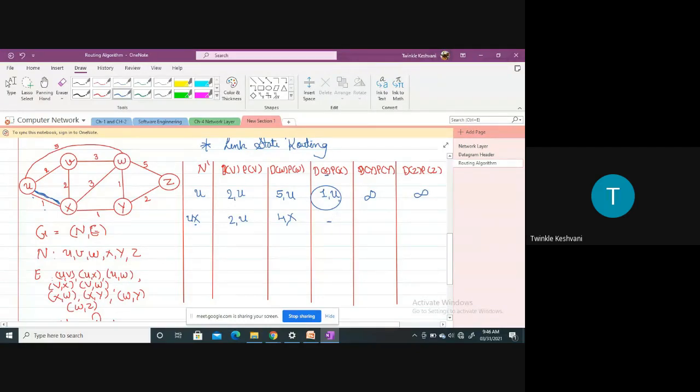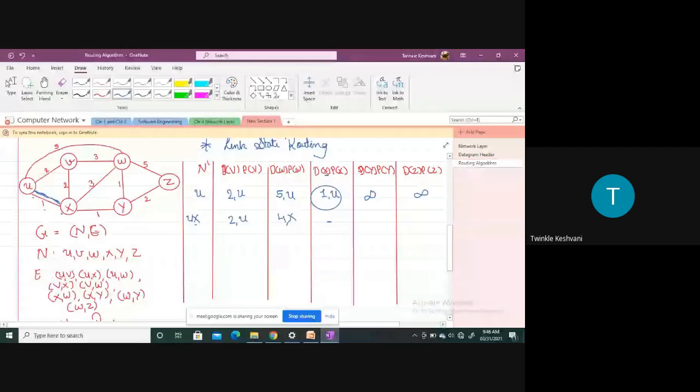Now Y, I have to reach Y now, so the path already exists, U, X and Y, right? If I want to reach Y, then X is already there to get to Y, the path already exists for that, so U to X and X to Y. So I'll write the cost here. The predecessor node to reach Y is X here, right?